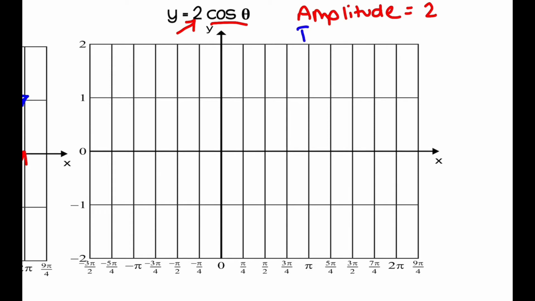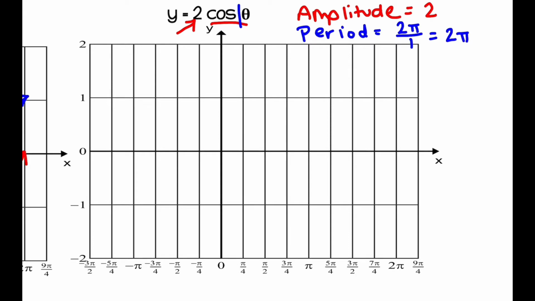The next thing you need to make sure you know for each function that you graph is the period. So in this one, it's going to be 2 pi divided by, there's a 1 right there, so divided by 1, that's just 2 pi. So this is going to be the standard. It's not going to be compressed or stretched horizontally.